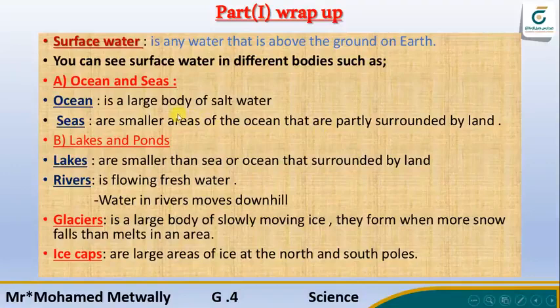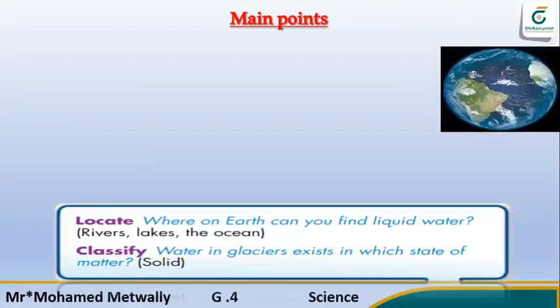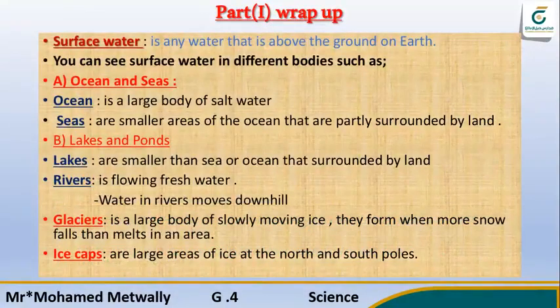It's very simple information, I think, and all of you know this information, but let's warm up and recognize each other. Lakes and ponds are two forms of bodies of water. Lakes are smaller than a sea or ocean and are surrounded by land. Rivers are flowing fresh water. The water in rivers moves downhill under the effect of gravity, by the way.